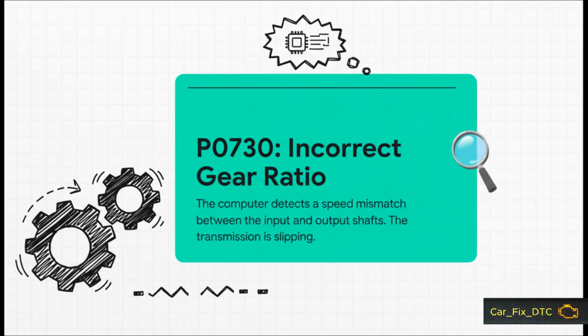And right there, that's the whole story behind this code. P0730 literally means incorrect gear ratio. See, your car's computer is smart. It has sensors watching both the input speed and the output speed. It knows exactly what the ratio between them should be in first gear, second gear, and so on. So when it sees a big mismatch, like the engine is revving way up but the wheels aren't spinning as fast as they should be, it throws this code. The bottom line is, the computer knows the transmission is slipping.